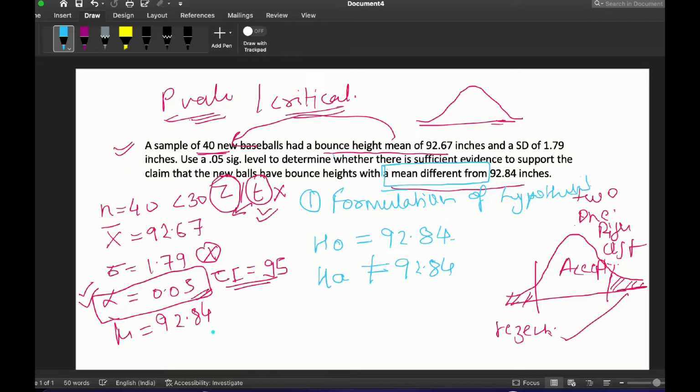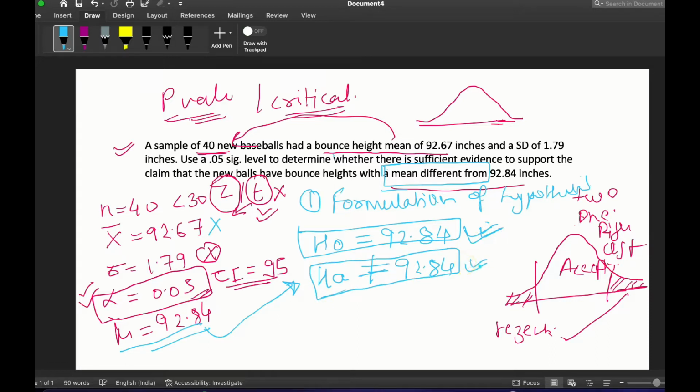There are 2-3 things. First, whenever you are formulating the null and alternate hypothesis, it will be from the population mean only. It will not be from the sample mean. And the other thing, you see that null is the status quo, meaning this is the thing where the whole world believes that the mean is 92.84, and this is what I believe, and if we have supporting evidence, then we have to reject or fail to reject this null hypothesis.